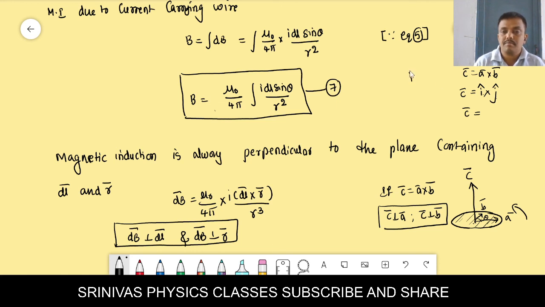We have i cap, j cap, k cap. You should draw it like this. I cap cross j cap means the next one you will get, k cap. J cap cross k cap means i cap. K cap cross i cap means j cap. IJ you will get K, JK you will get I, KI you will get J, the next one. That means i cap cross j cap you will get k cap. A bar is along the x-axis, x-axis indicates i cap. B bar is along the y-axis, y-axis indicates j cap.